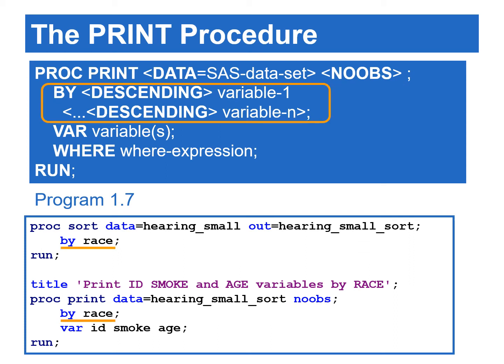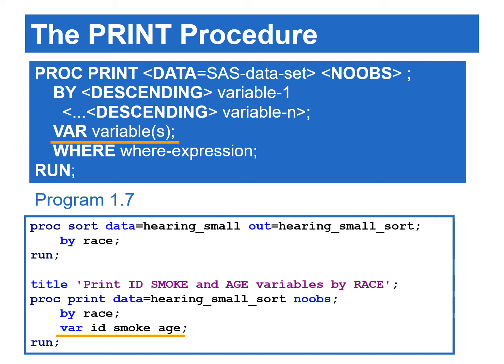If the optional BY statement is used, PROC PRINT will create a separate report section for each level of the specified variables. Furthermore, the dataset needs to be previously sorted in the same order as listed in the BY statement. The optional VAR statement is used to select variables to be printed in the output. If the VAR statement is omitted, all the variables will be printed in the output.